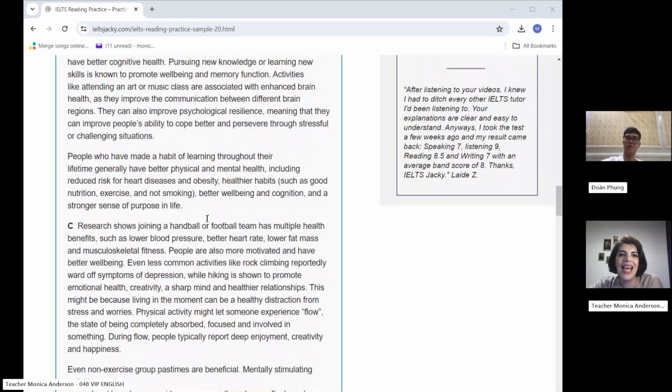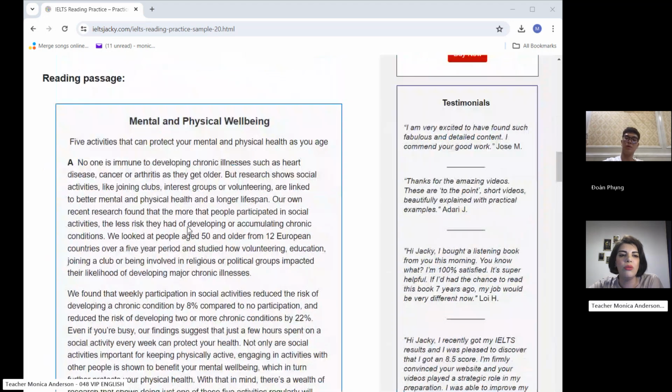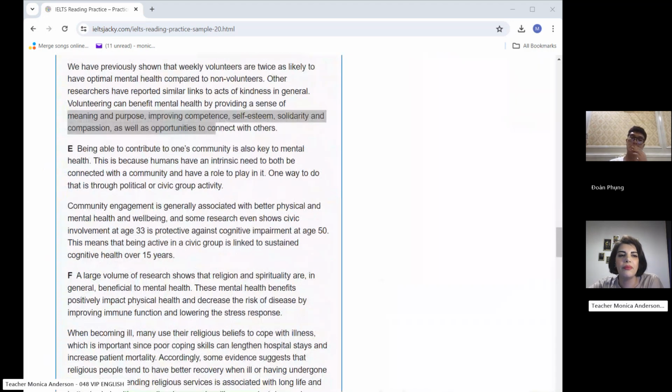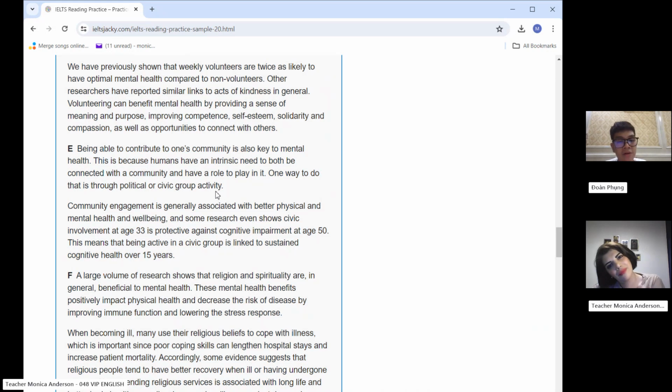Yes. And the next one, E. Being able to contribute to one's community is also key to mental health. This is because humans have an intrinsic need to support, be connected with a community, and have a role to play in it. One way to do that is through political or civic group activity.